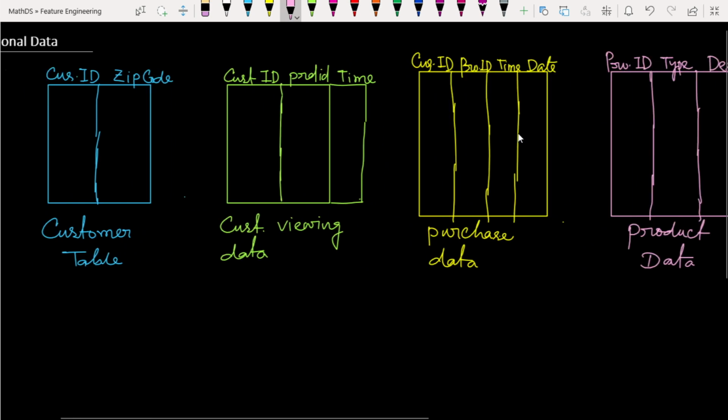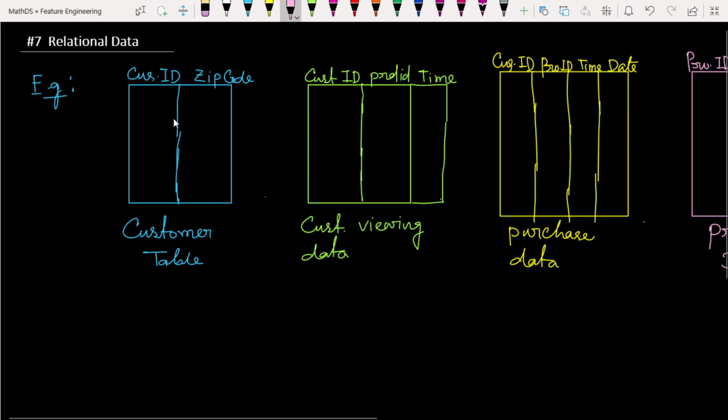Just see each table corresponding to this. Suppose these tables are stored in a single database. Each one is a data set. Here is the customer ID, and here also they have this customer ID. Based on this customer ID, it is called relational.